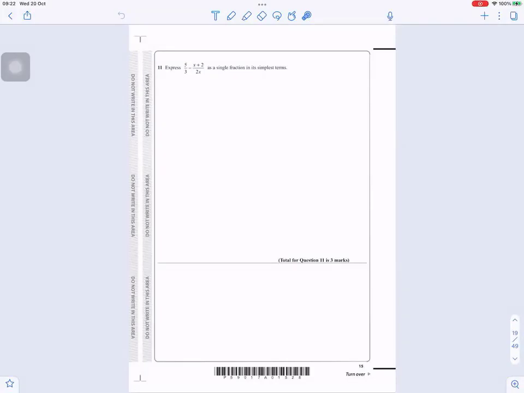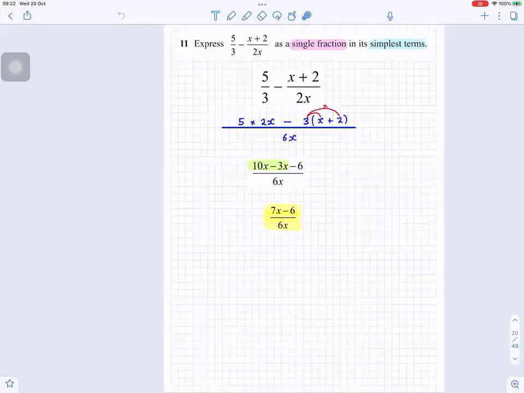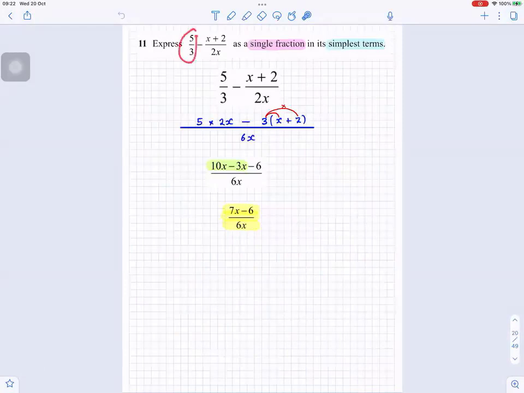Question number 11. Express 5/3 minus x plus 2/2x as a single fraction in its simplest form, in simplest terms. 5/3 minus x plus 2/2x.